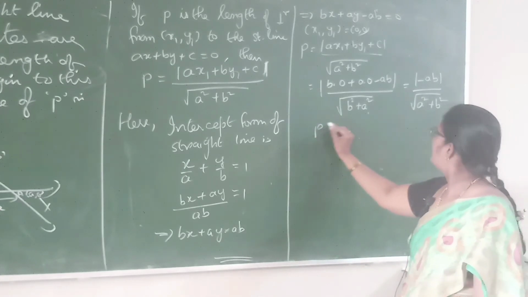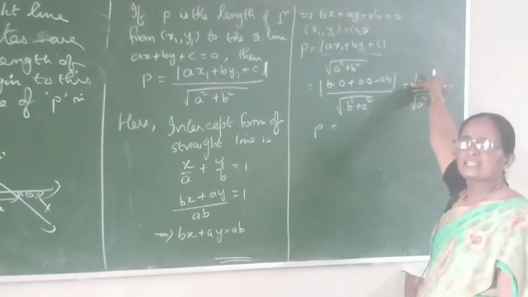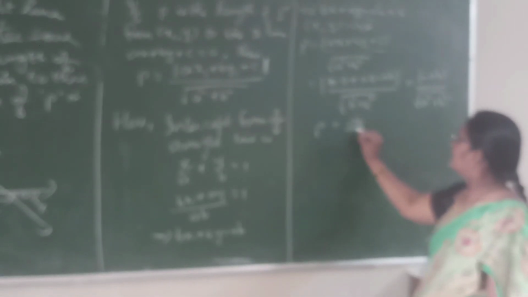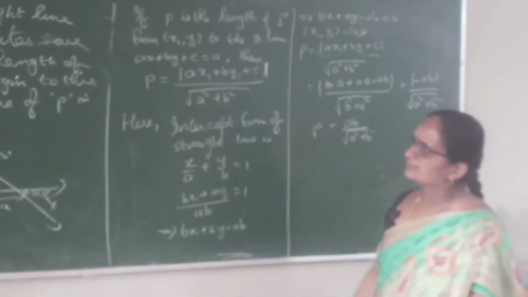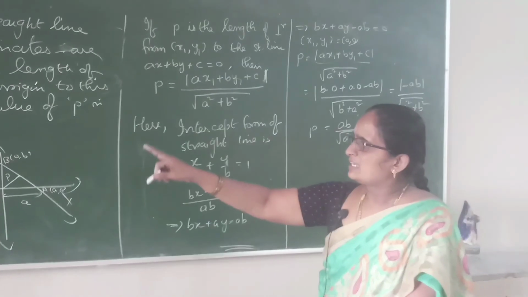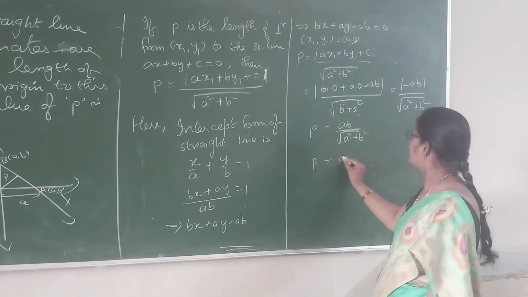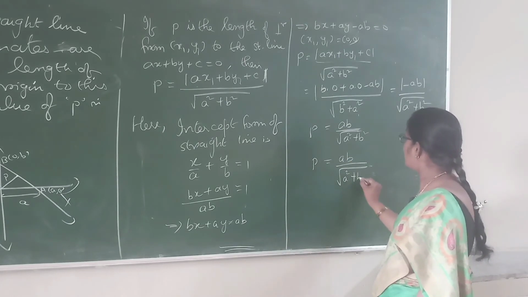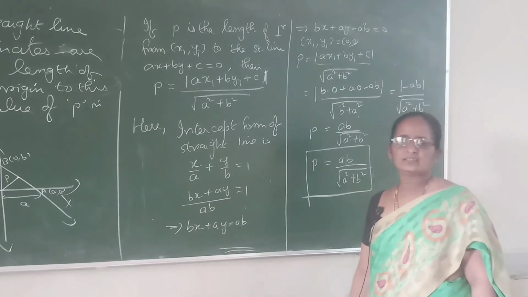So what did we get here? You can remove the absolute value. So what will you get here? Positive value, that is P is equal to ab by root of a square plus b square. So what is the question asked there? Write the value of P in terms of A and B. So we got P is equal to ab by root of a square plus b square. So this is the answer, children.